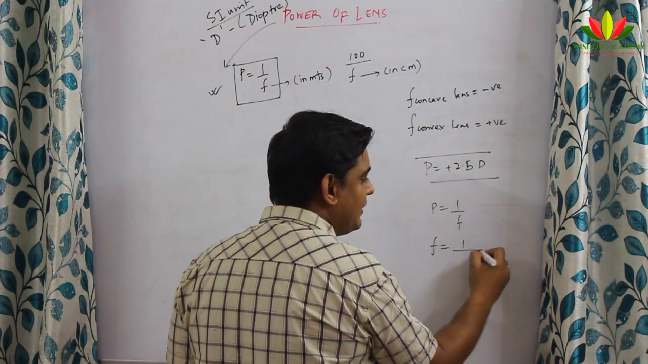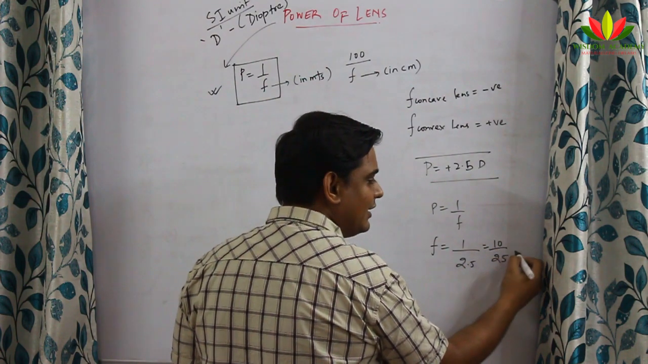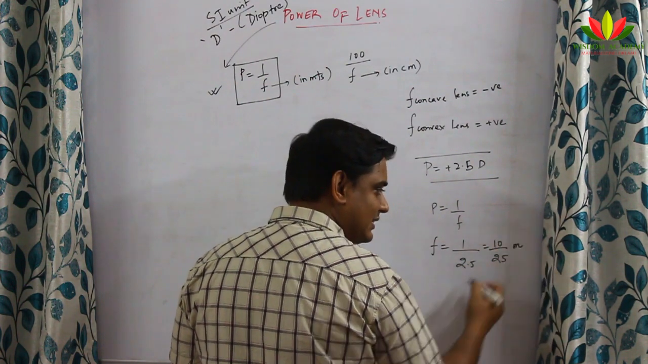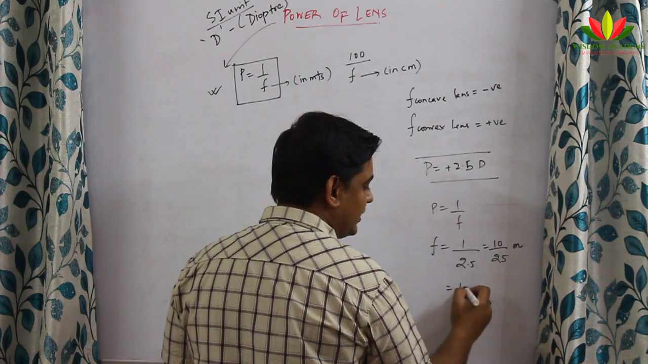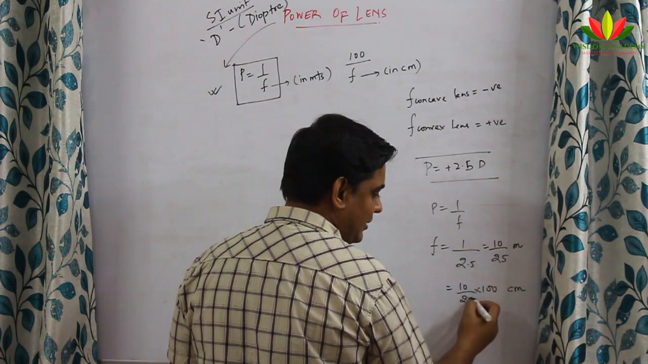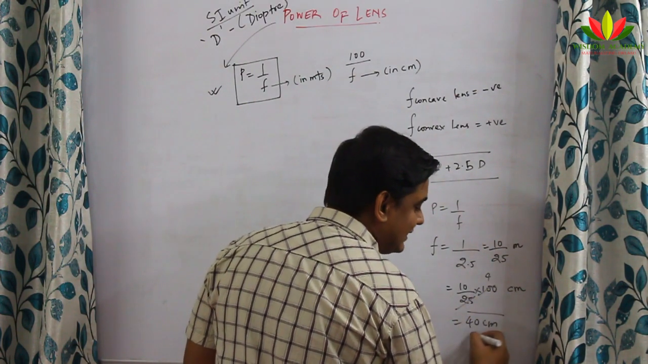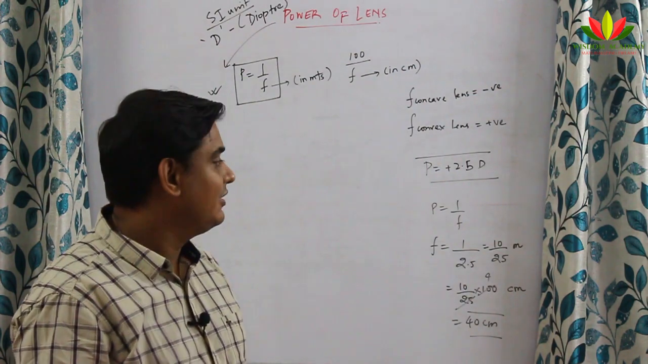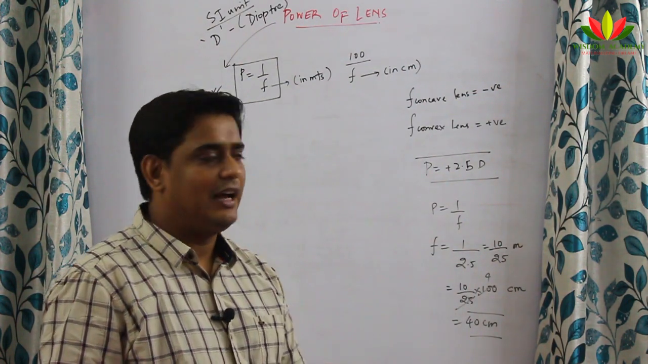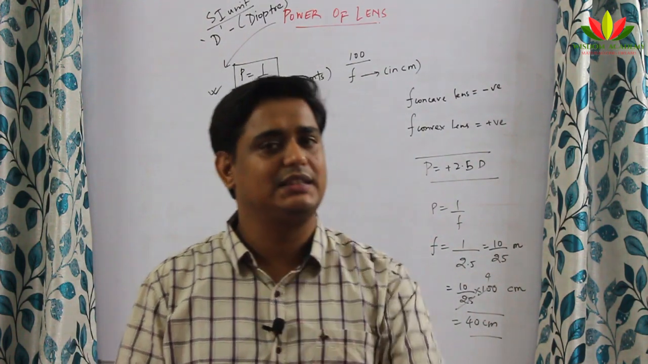F is equal to 1 by P, so 1 by 2.5, that will be equal to 10 by 25. It is in meters, so multiply by 100 to get centimeters. So 10 by 25 into 100 centimeter, 25 fours are 100. So the focal length of the lens is 40 centimeter. This kind of numericals can be expected, where they will talk about the power. And if the power is negative, he is wearing a concave lens. This thing you can keep in mind.